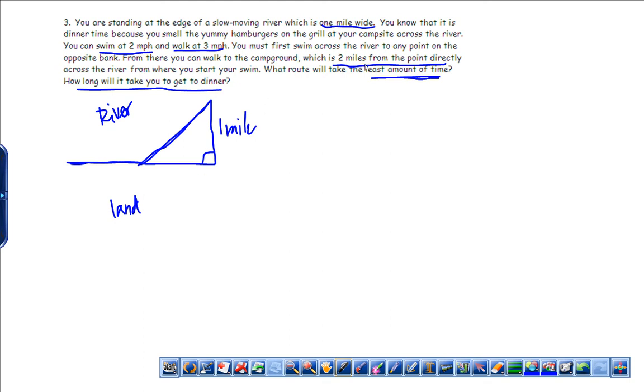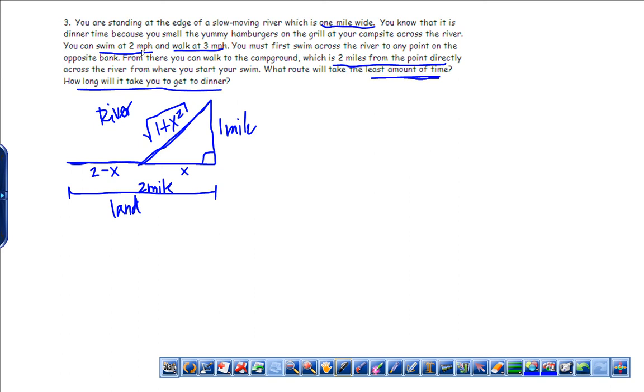And we have to do 2 miles directly across the river from where you start to swim. So here, we have to walk 2 miles. So if this is 1, this is 2, let's label this as your x, and this is 2 minus x. We can go ahead and find this hypotenuse, which would be 1 squared plus x squared. Take the square root. So we have all our information.